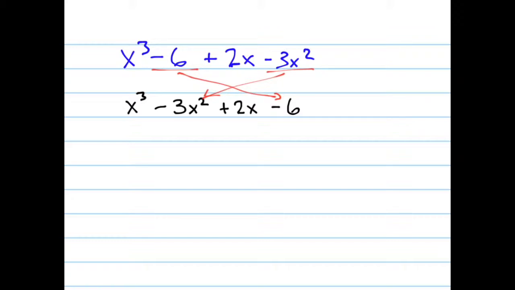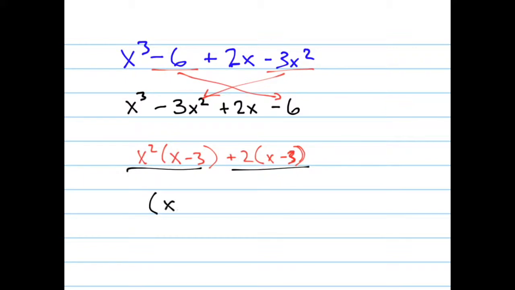Now what do the first two terms have in common? X squared. And we're left with x minus 3. What do the next two terms have in common? 2. And we're left with x minus 3. Now, what do the two pieces have in common? X minus 3. And what are we left with? X squared plus 2.